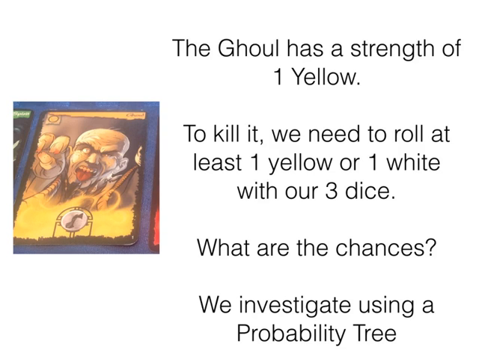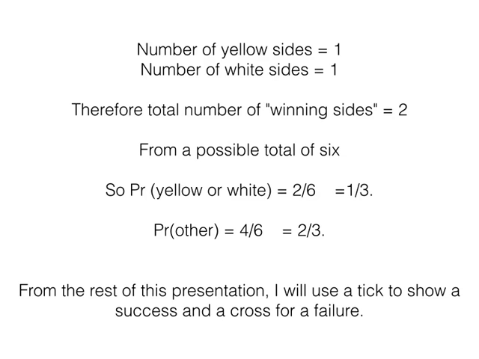So what are the chances of this happening? Well, we'll investigate it using what we're calling a probability tree. So just to recap before we get into the fun and games, we've got 1 yellow side, 1 white side. So the total number of winning sides is 2 from a possible of 6. So the probability is 2 out of 6 or a third. And the probability of getting something else is 4 out of 6, which is 2/3.